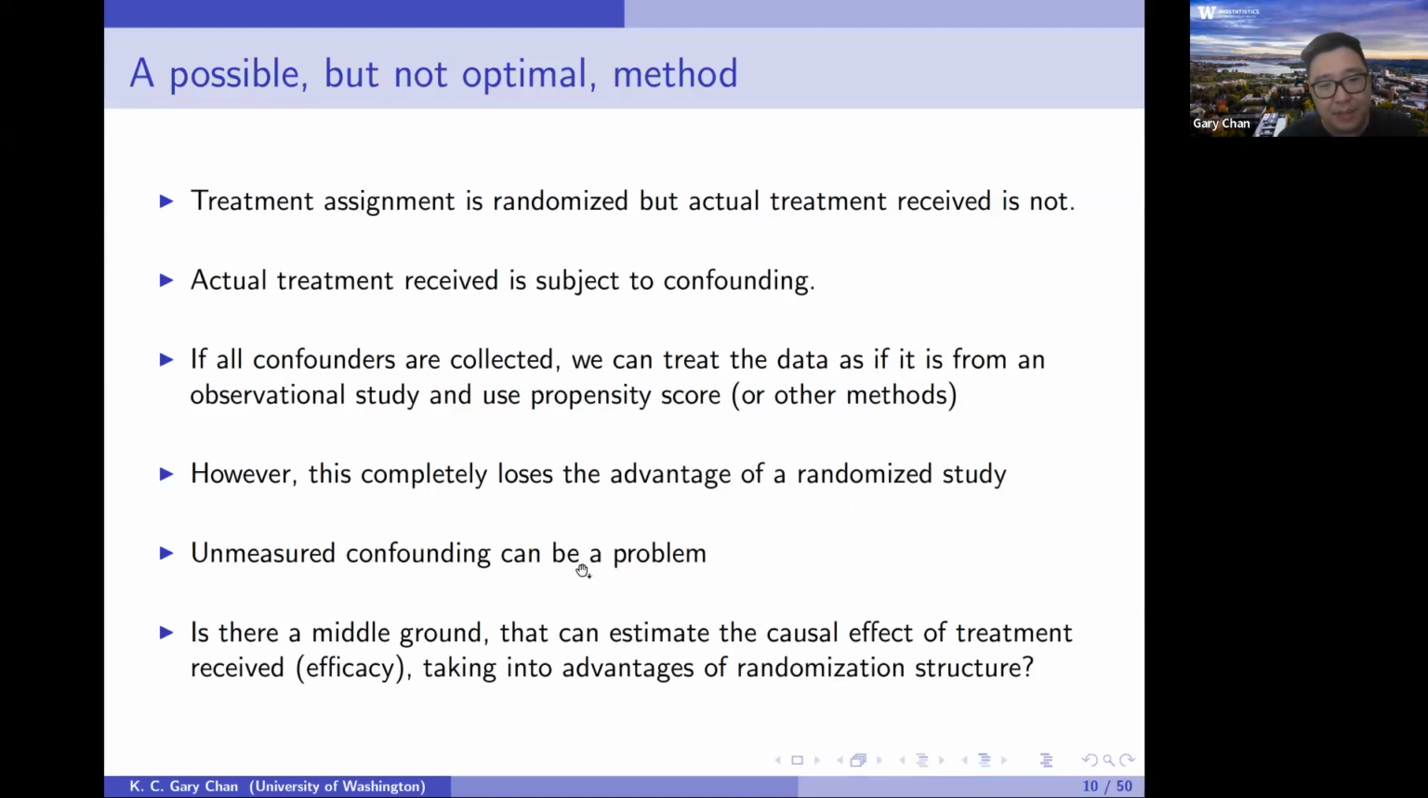People who take the treatments may depend on demographics that you observe, but they may also depend on personal preference and other factors that you do not observe. One advantage of randomization is that you don't have to deal with unmeasured confounding. So I guess people think about, is there a middle ground where you can estimate the actual effect of treatment received, but take advantage of the randomization structure? I think that's a valid question to ask.